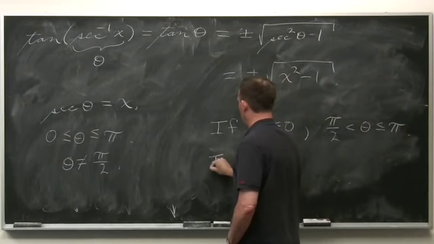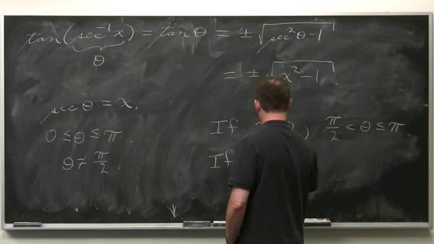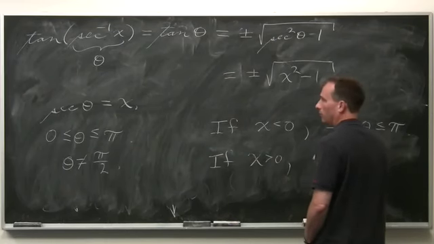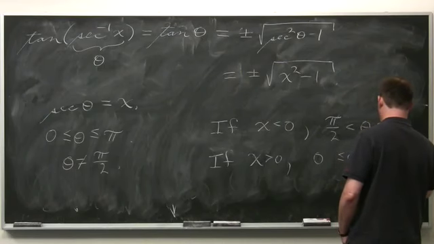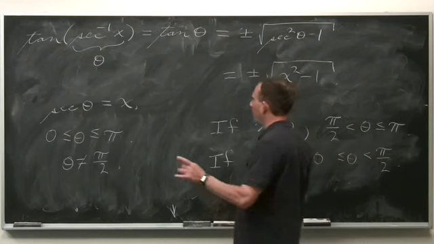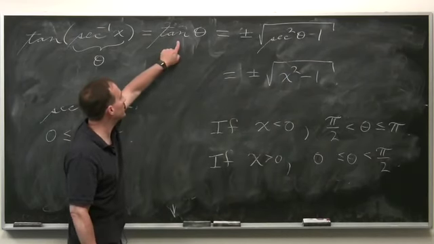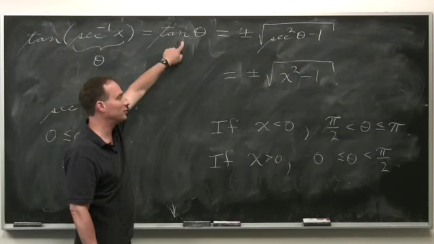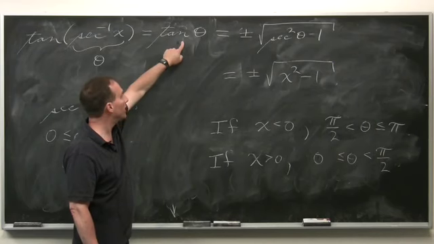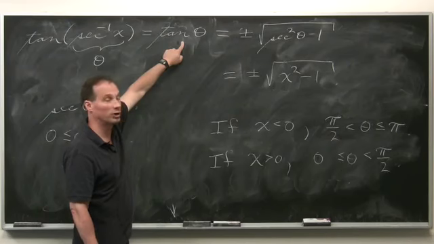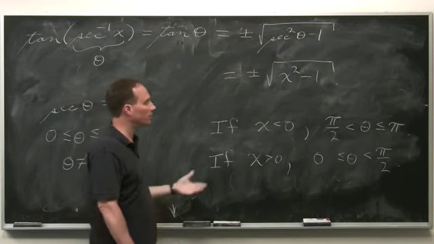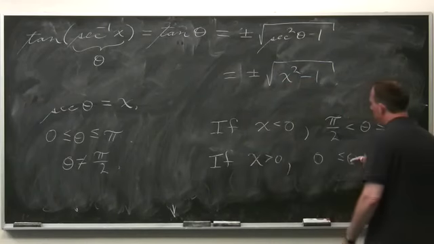On the other hand, if x is greater than 0, then theta is between 0 and pi over 2. Okay. And then you look at tangent. When theta is between pi over 2 and pi, picture the graph of tangent, or look at the signs of sine and cosine.